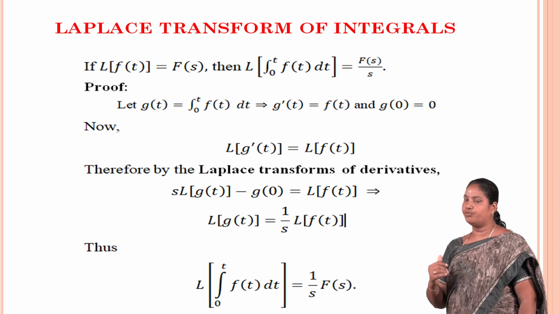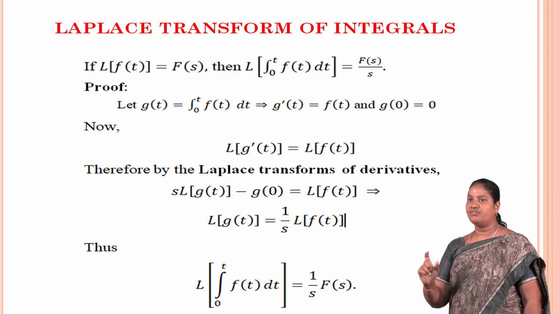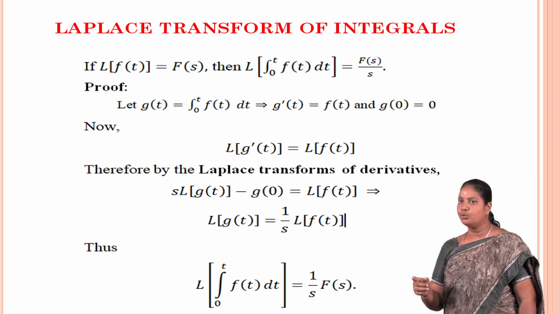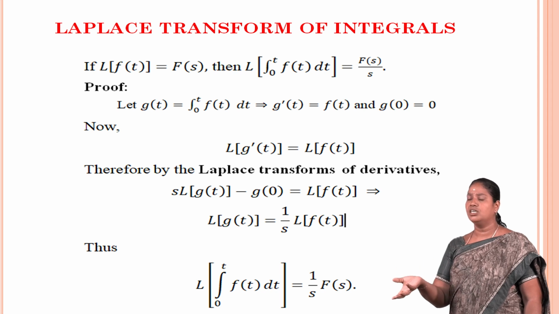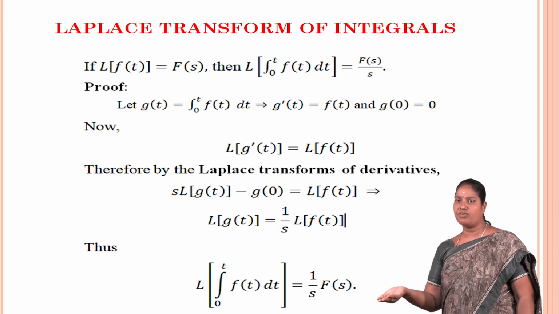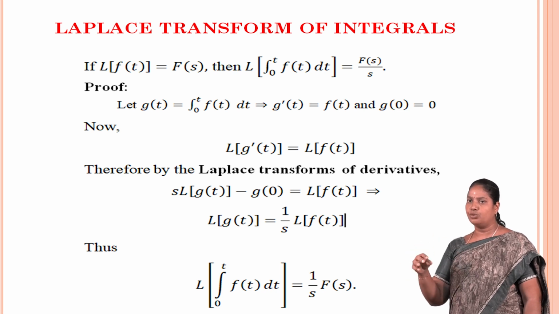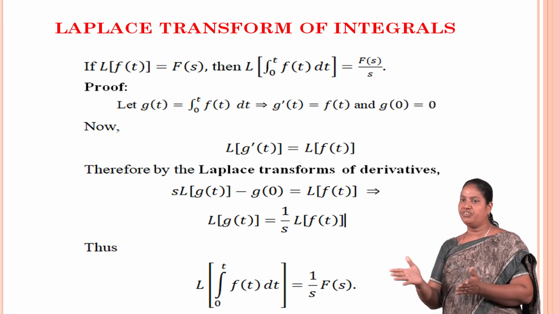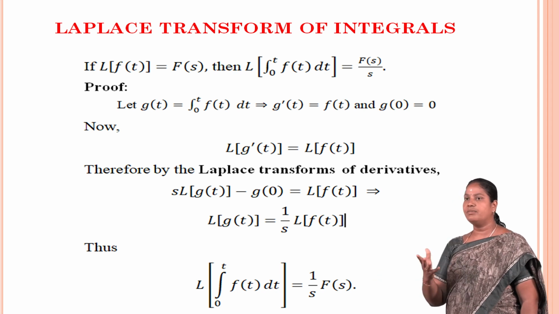Now we will see the proof. Let us take that integral 0 to t of f(t) dt as some g(t). Then if we differentiate that g(t), it will be g'(t), which is equal to, we know that if we differentiate the integral with respect to t, it will be nothing but f(t). So g'(t) equals f(t). And g(0) is the integral from 0 to 0, so it will be nothing but 0, because the lower and upper limits are the same, by the fundamental theorem of integral calculus.